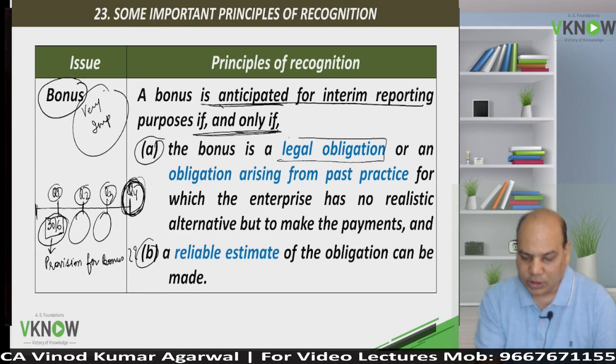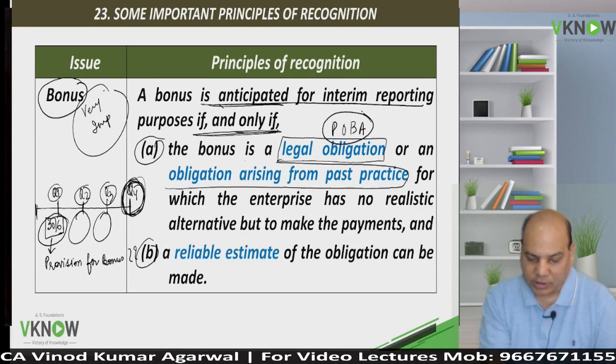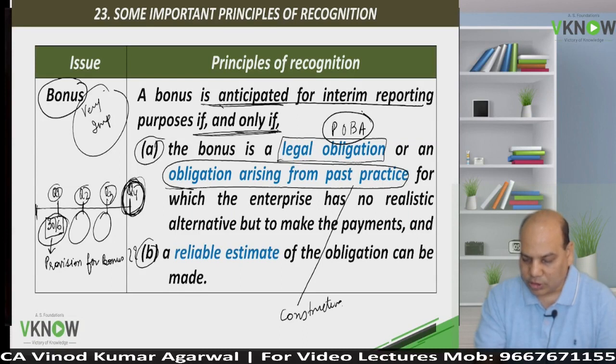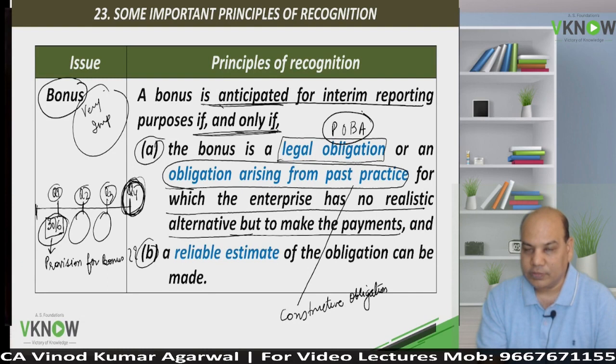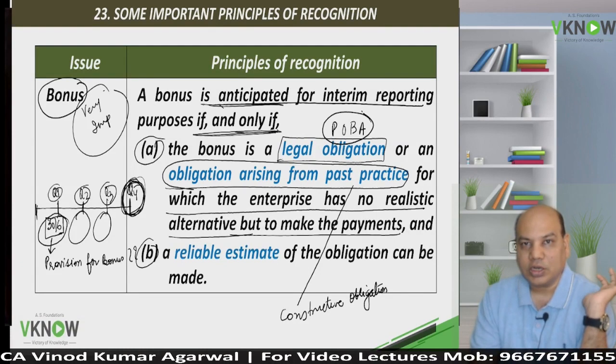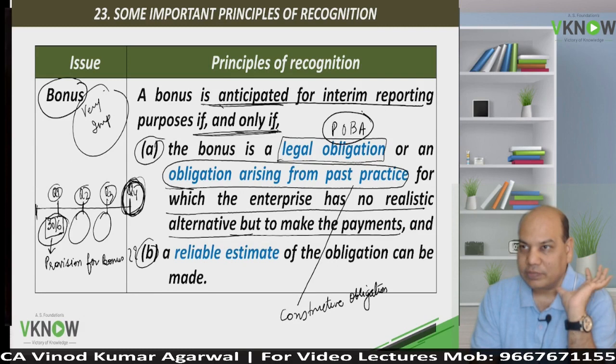It should be a legal obligation like the Payment of Bonus Act, or an obligation arising from past practice, or a constructive obligation for which the enterprise has no realistic alternative but to make the payment. So in short, there must be a legal or constructive obligation. Constructive obligation arises from past practice. For example, you are paying Diwali bonus every year for the last 15 years to all your employees.